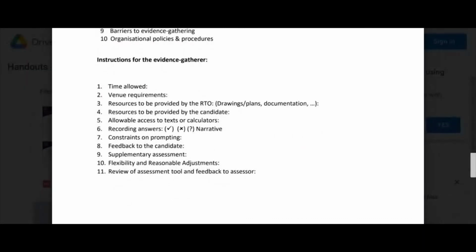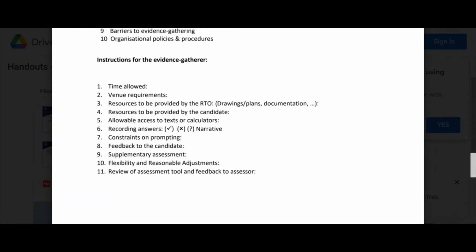Then of course you give instructions for the evidence gatherer, so you have time allowed, venue requirements, whether or not it's open book or closed book. And I might just say in relation to that, ask yourself what happens in industry. If in industry, the person can stop doing what they're doing and go and look up a manual, then it can be open book. But if in industry the guy's driving a bit of machinery and cannot stop and look at a manual, then it has to be closed book. So ask yourself the question, is this knowledge closed book or open book in industry? It's not about what you're doing in the classroom, it's about what industry does. So how is this knowledge used in industry? Is it used by just knowing, or is it used by going to a resource and referencing that resource? So you have to ask yourself that question, whether it be open book or closed book.